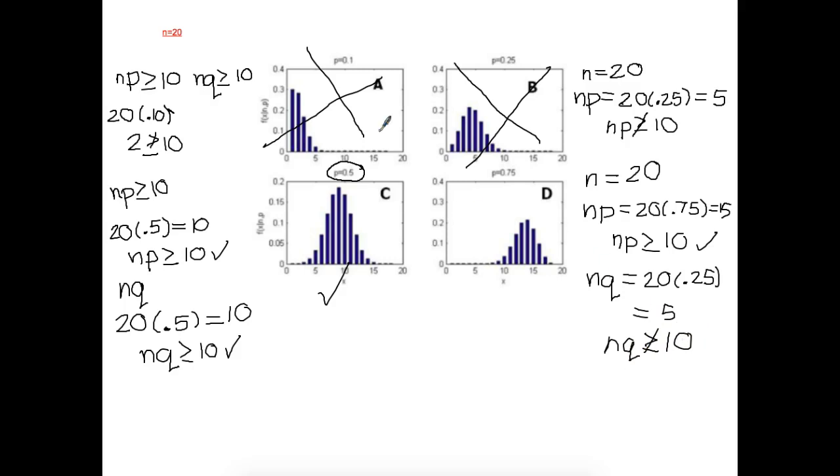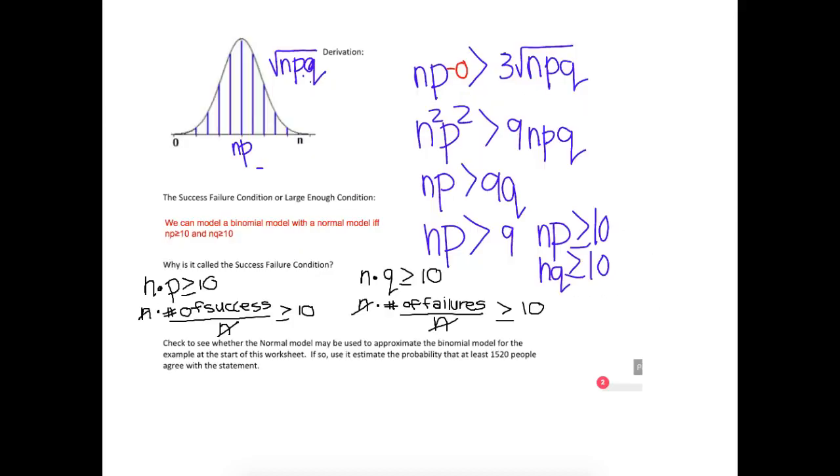Okay, so now what we're going to do is we're going to go to our original problem, and we're going to see, could we approximate that binomial with a normal model. So remember, we were looking to see if at least 1,520 people agree with the statement. So I'm going to add a blank page.